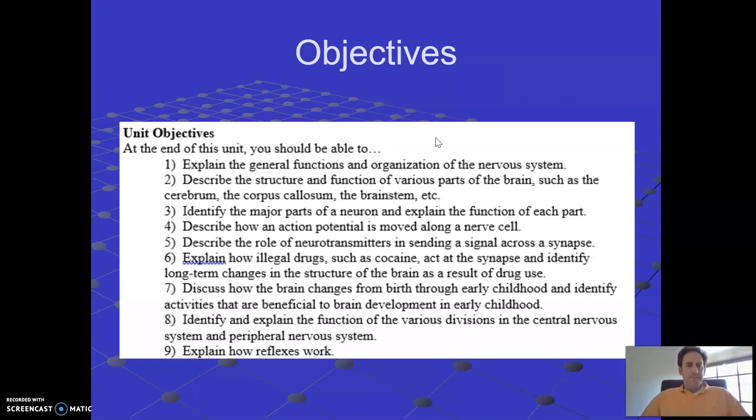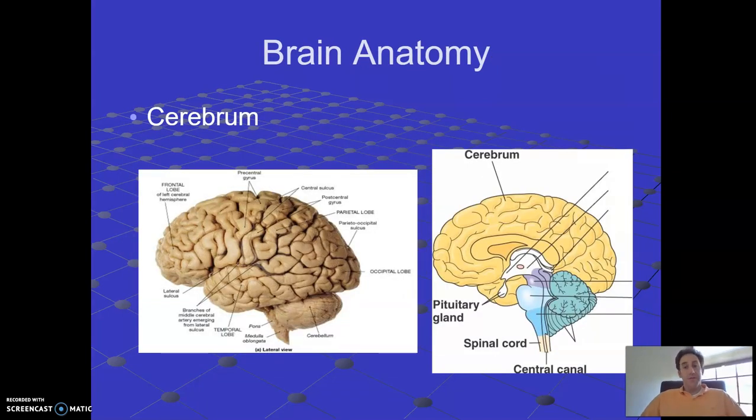So to begin with the nervous system, the first thing we're going to do is look at the brain. And what follows is a fairly long list of structures that make up the brain. And we're going to learn how all these pieces and parts work together. So we're going to start with the cerebrum. And the cerebrum is most of what you see in this picture. Pretty much everything up here is cerebrum.